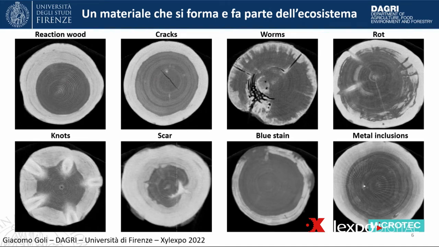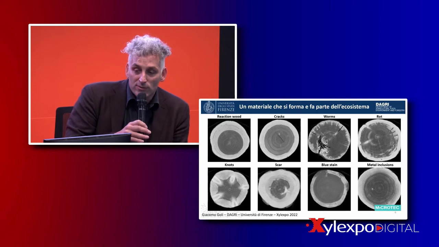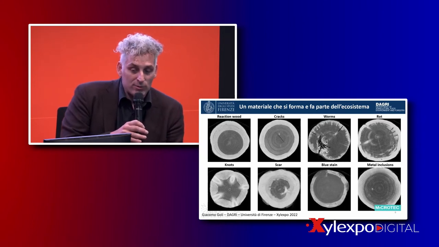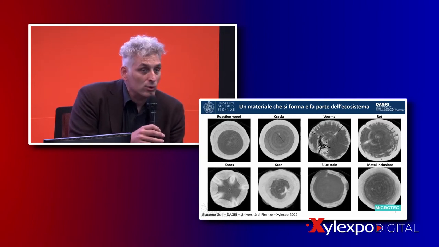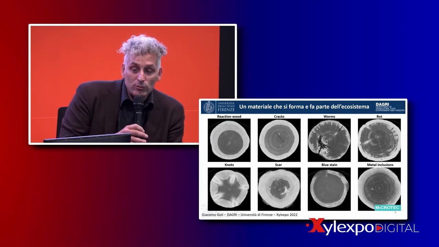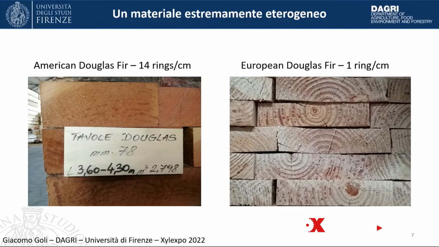Wood does have many defects. These images have been made available by Microtech. You see knots. Knots, for instance, or cracks, so fissures, worms. The black tunnels there are insects digging tunnels. So we do find a lot of weird, irregular things inside wood that we have to consider when we're going to work it, mill it.